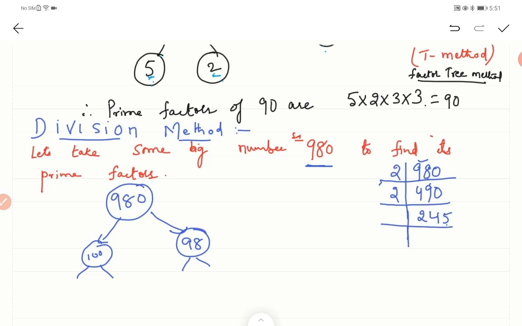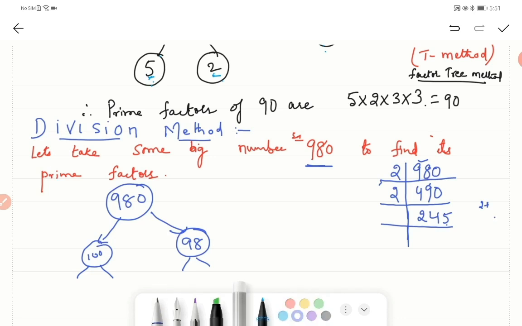So just check for the next number, 3. Is it divisible by 3? 3 sevens are 21, 3 eights are 24, and 5 will not go. No. Or else you can go by the divisibility test. So 2 plus 4 plus 5 is 11, and 1 plus 1 gives you 2. So the digital root is 2, which means this is not divisible by 3. 4 also will not be divisible.